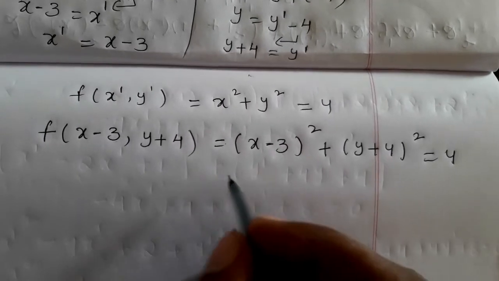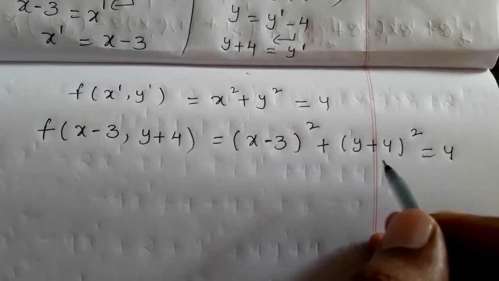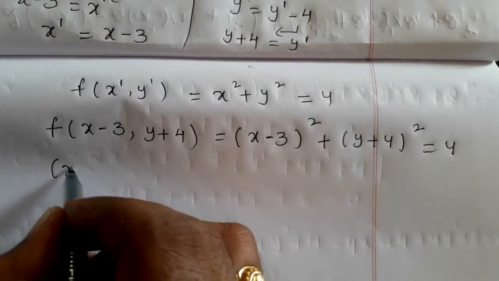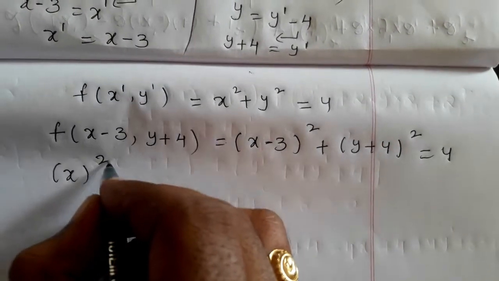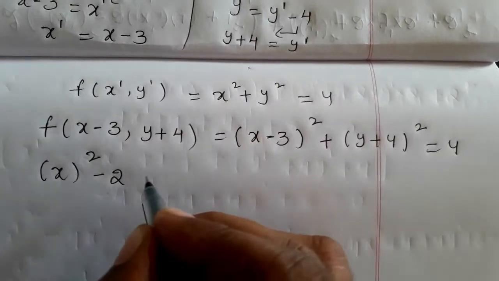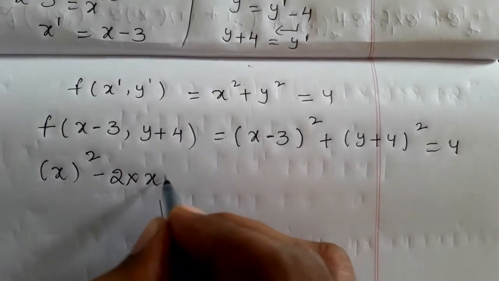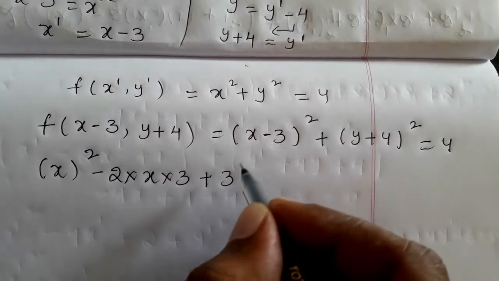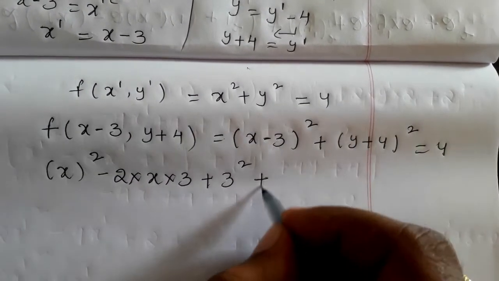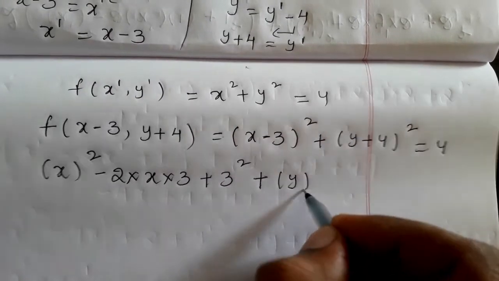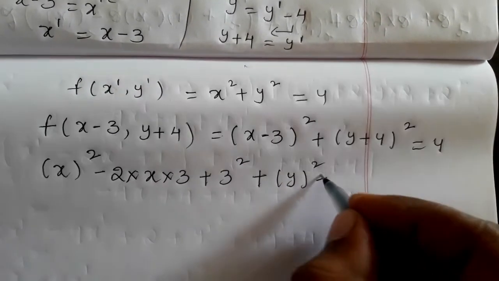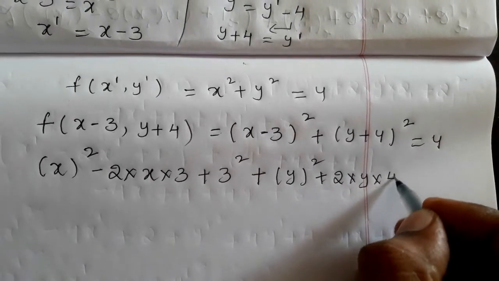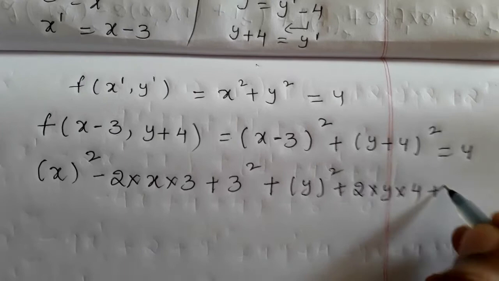Okay, now here it is looking like a minus b whole square, and it is looking like a plus b whole square. Expand both. a minus b whole square is a square minus 2ab plus b square. And a plus b whole square is nothing but a square plus 2ab plus b square.